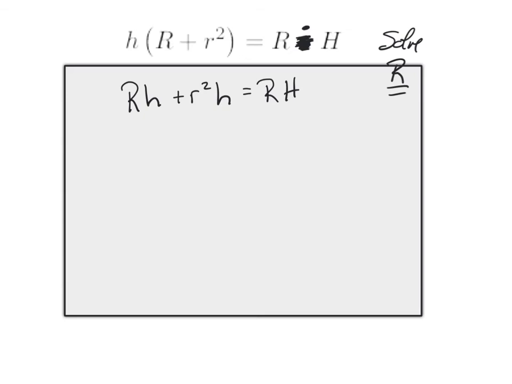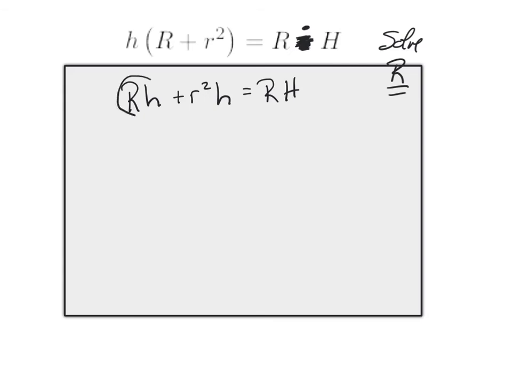What are we solving for? Capital R. How many are there? 2. That's bad. Are they like terms? No, that's worse. We went from bad to worse. When we go from bad to worse, we're going to have to factor at some point. So let's go ahead and get our capital R's on the same side.